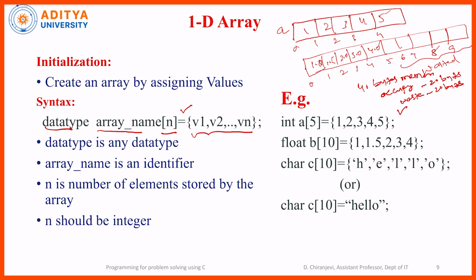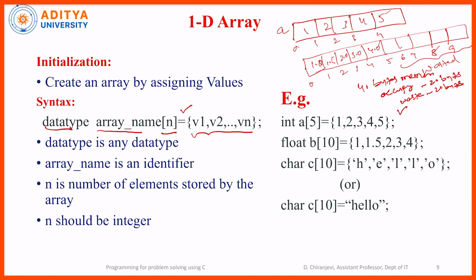In the other case, the integer array of 5 declares 20 bytes of memory and occupies all 20 bytes, no wastage. Similarly for a character array or string. So this is one way by which you can initialize an array.